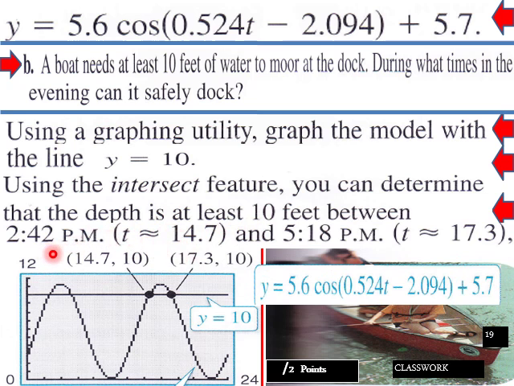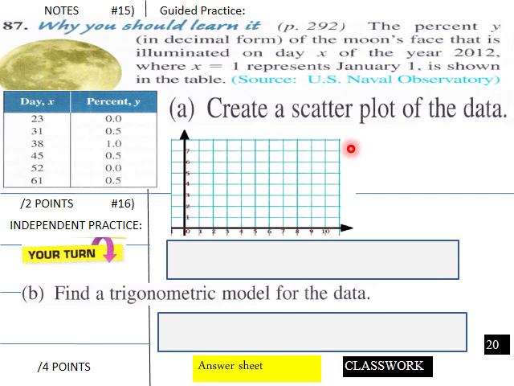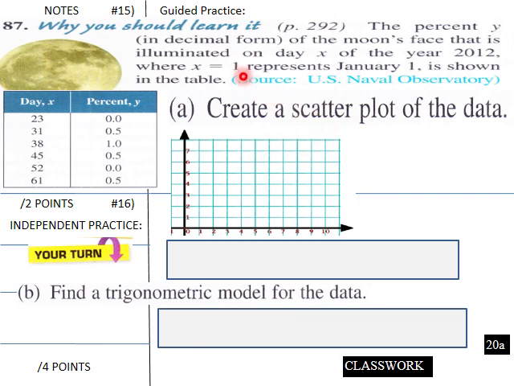So 14.7 would be 2:42 p.m., and then 5:18 p.m. for 17.3. So that would be one way that you could derive your times of the day that you would have 10 feet of water with that tide chart. And using the intersect feature down here of y equals 10, you come up with your intersections here for that function.